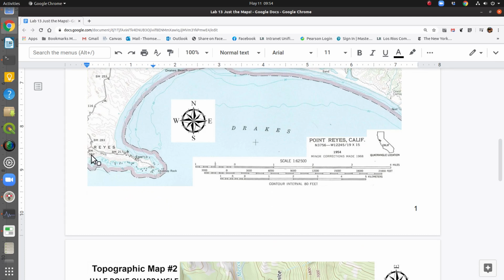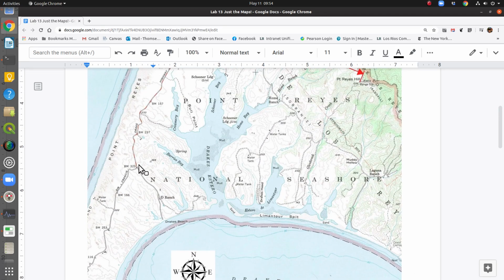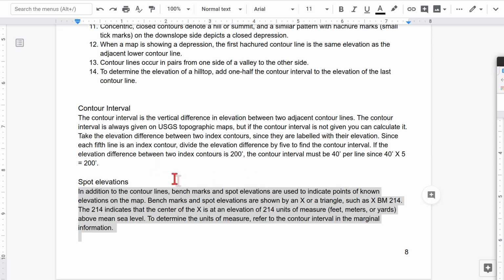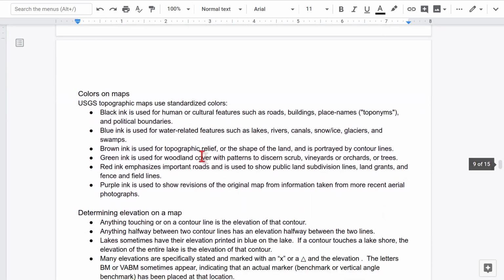Down here, BM 552 with a little triangle, 173 with a triangle, there would be markers there. BM 217, BM 13, there'd be no marker. Like right here, BM 323, right at the intersection, the elevation is 323 feet above sea level. So there's spot elevations, there are contour intervals. You can use both of those to find elevation above sea level.